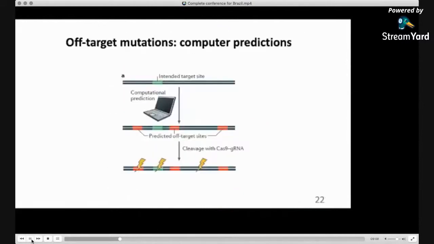When we use the CRISPR-Cas9 technology, we intend to produce a double-strand break at a precise site in the human genome. However, the Cas9 may sometimes induce cuts at other sites in the genome, which are called off-target mutations. Computer software may predict these off-target mutations by using the whole human genome sequence. However, these software programs are not perfect, and they will sometimes predict off-target mutations at sites where there is no cut, and sometimes there will be a cut at a site which is not predicted by the computer.